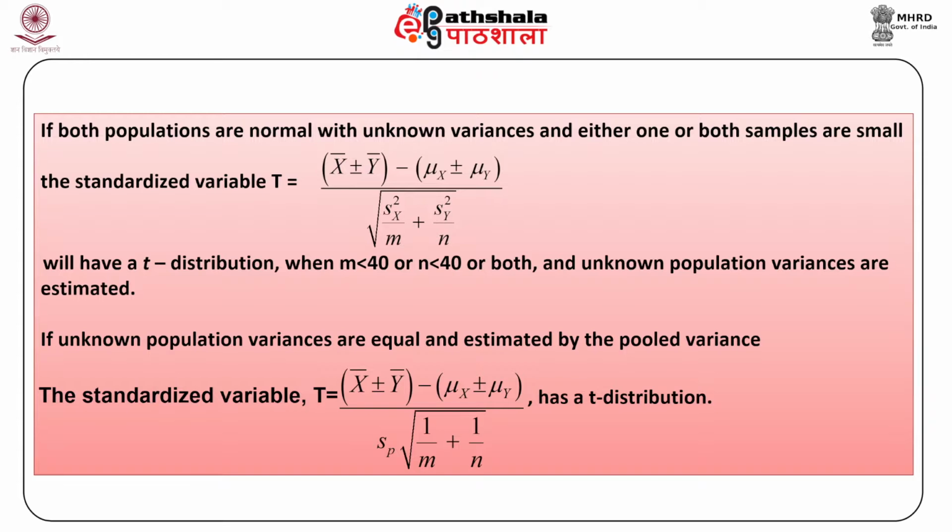You can observe that if unknown population variances are equal and estimated by the pooled variance sp square, the standardized variable t could be written as (x bar minus y bar minus (mu x minus mu y)) upon sp into under root of 1 by m plus 1 by n, and this also has a t distribution. Basically what we have done is we have taken out sp from the under root sign because of the assumption of the two variances being equal.